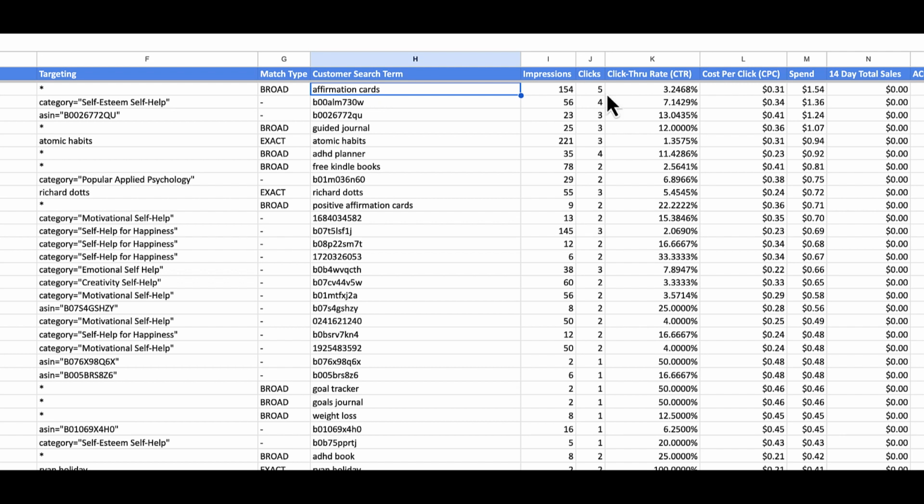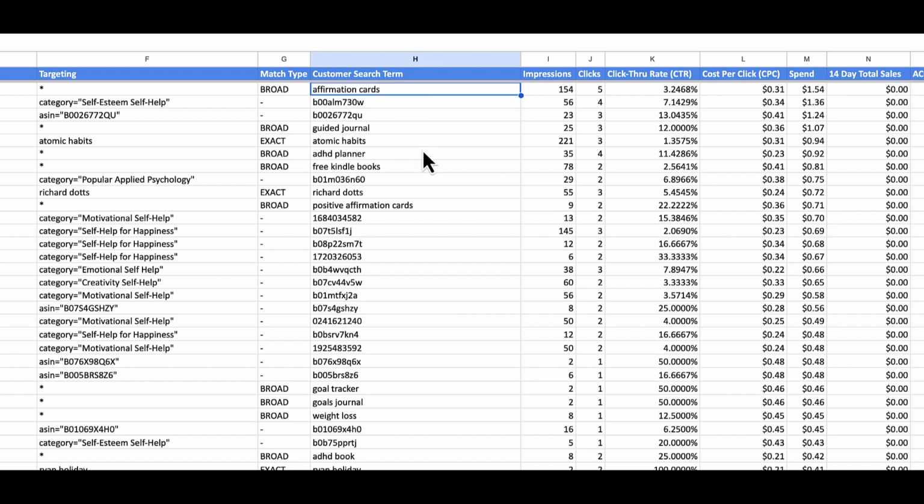they click on my book. So they clicked 5 times. So 154 people saw this, typed in affirmation cards, saw my book 154 times, and clicked on my book 5 times, with a click-through rate of 3.2% here. I paid 31 cents for each click, meaning I paid $1.54 total, and yet I don't have any sales. Why not? Because I don't have what they're looking for.